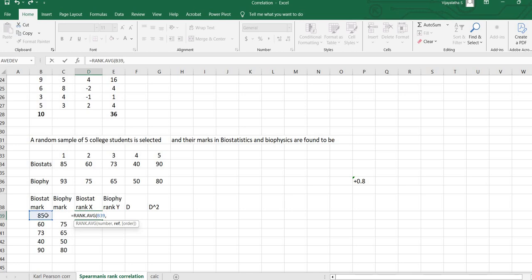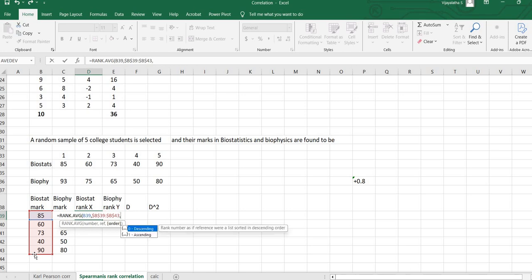When I'm referring to the cells, I have to use absolute references so that for all the ranks it considers all the cells. Whenever we want an absolute reference to a cell, we put a dollar symbol before it. So a dollar symbol, then B, again a dollar symbol, and then 39, which means I am giving an absolute reference to this particular cell, and colon, till B43. Again a dollar symbol, then B, again a dollar symbol, and then 43.